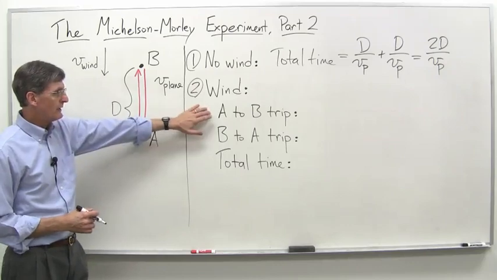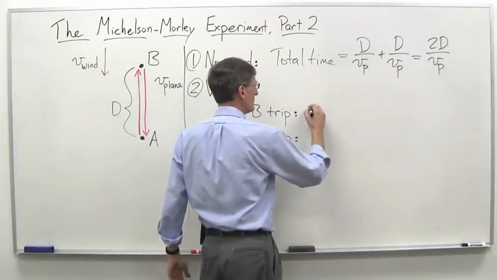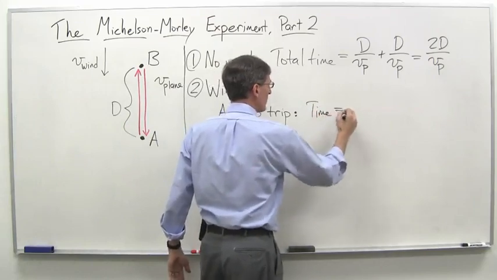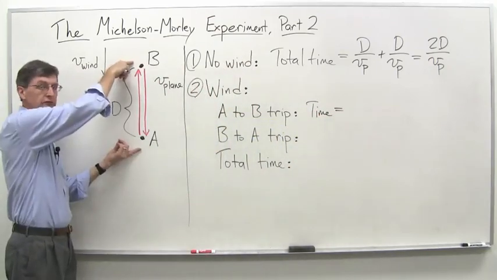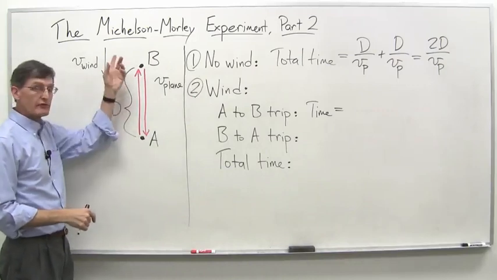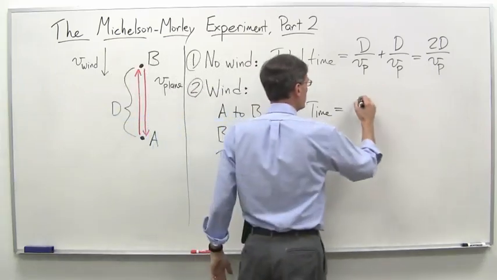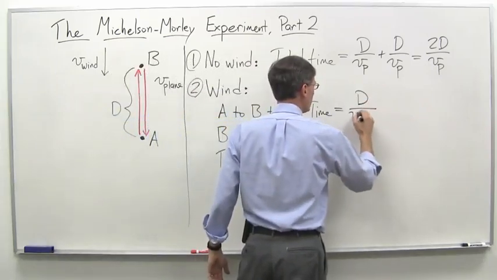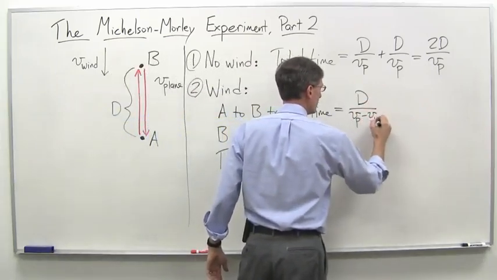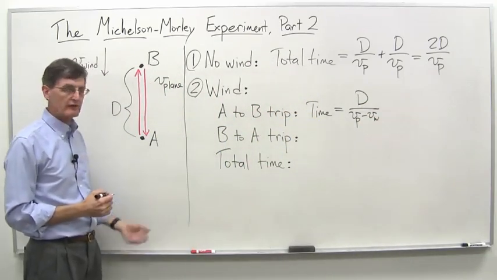Okay, so the A to B trip, what we're interested in here is the time for that. Again, it is going to be the distance, d, divided by the velocity. And the velocity going against the wind is v sub p minus v sub w. So it's going to be d over v sub p minus v sub w. Just the same equation as before, just a different velocity this time.